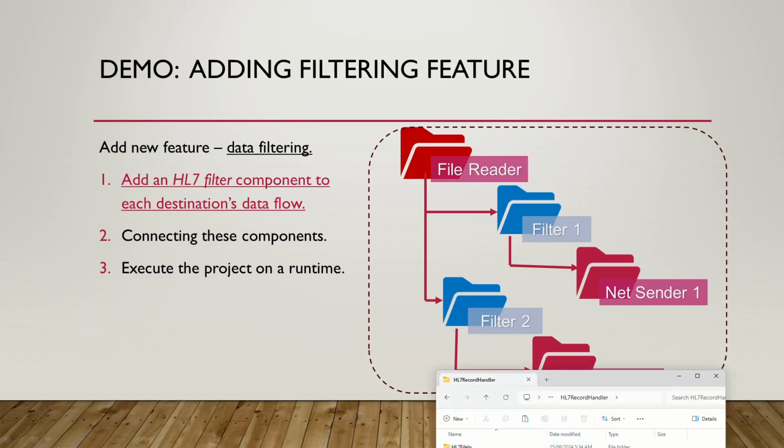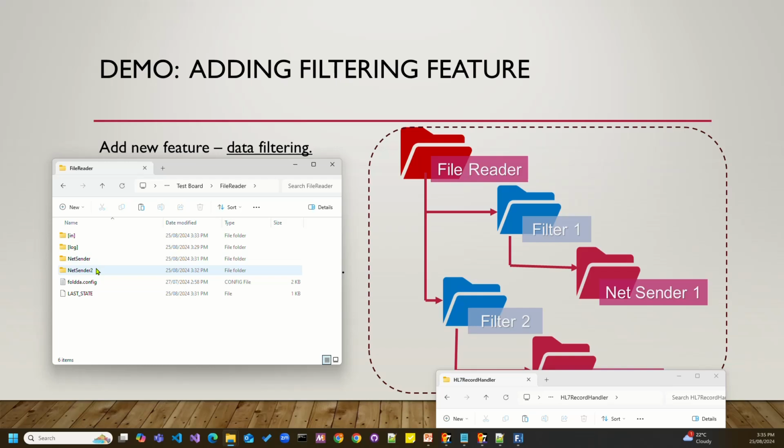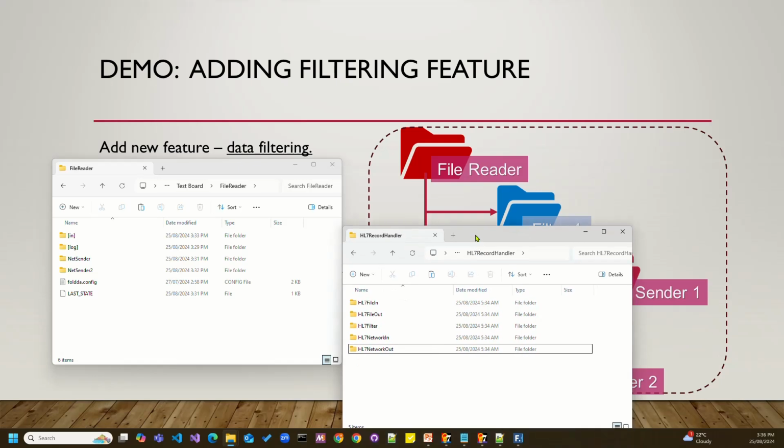So let's go back to our design board, which is here. We have a file reader, then we have 2 sender programs. Now we need to put in a filter module in between. So let's get a filter module here, copy and paste.